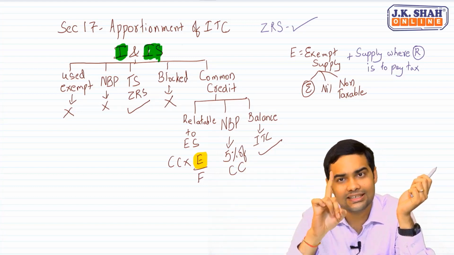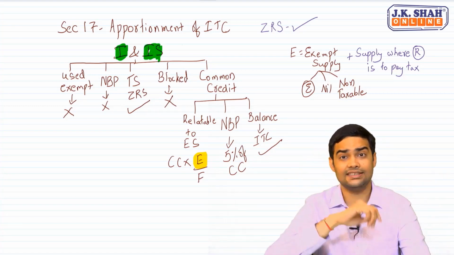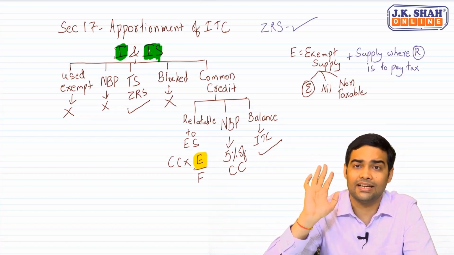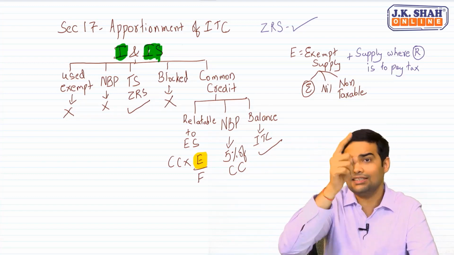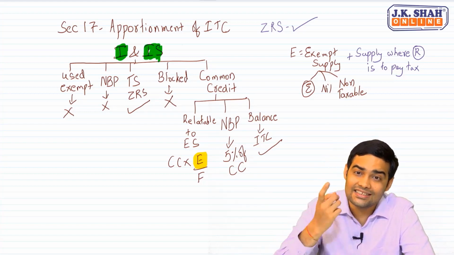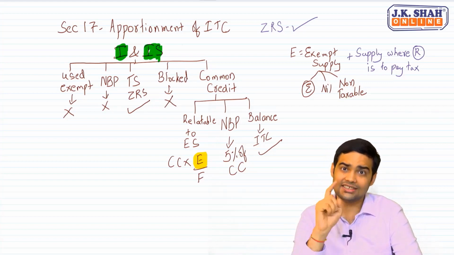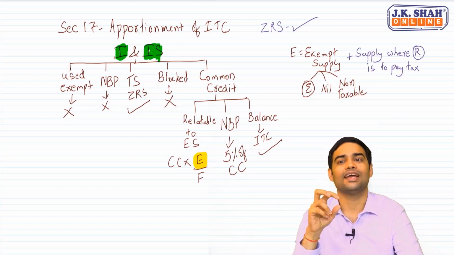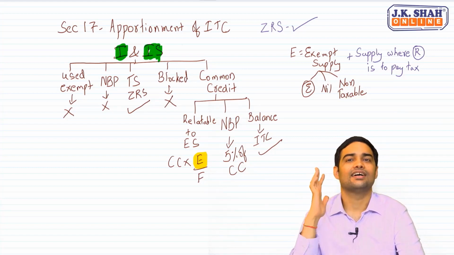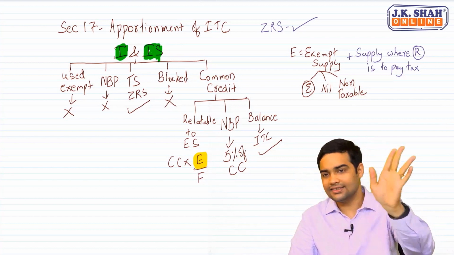Is it exempt? Yes sir. It will be E. For GTA this is E. Then GTA to registered person, where GTA is not paying tax, the registered person has to pay tax. In such cases, for GTA, this is considered to be E. So, E is not just exempt supply, it also covers supply where recipient is to pay tax under reverse charge mechanism. Correct? Till here things are very simple.